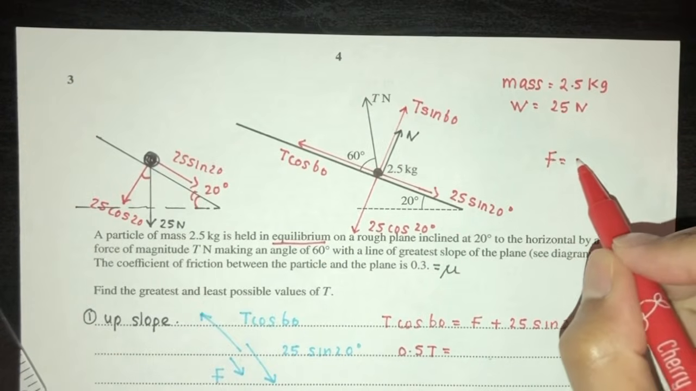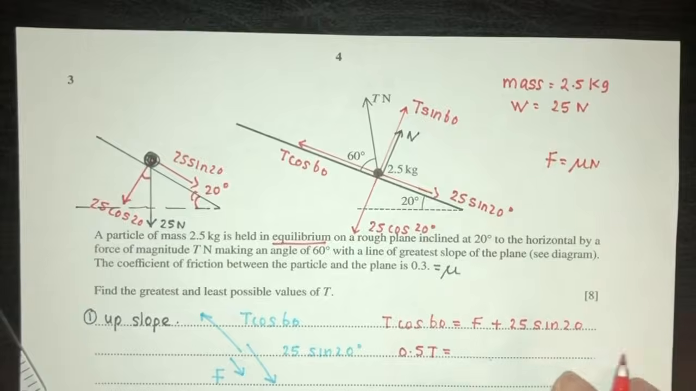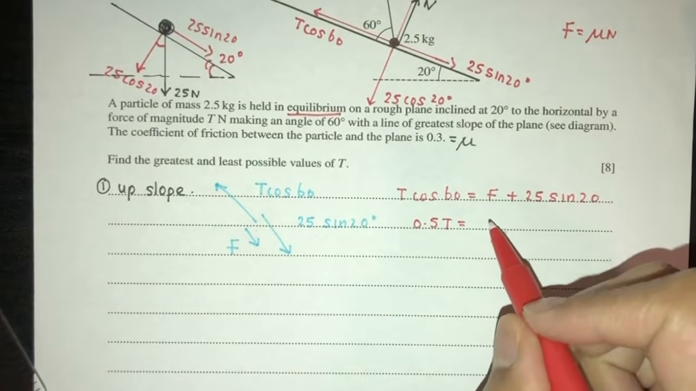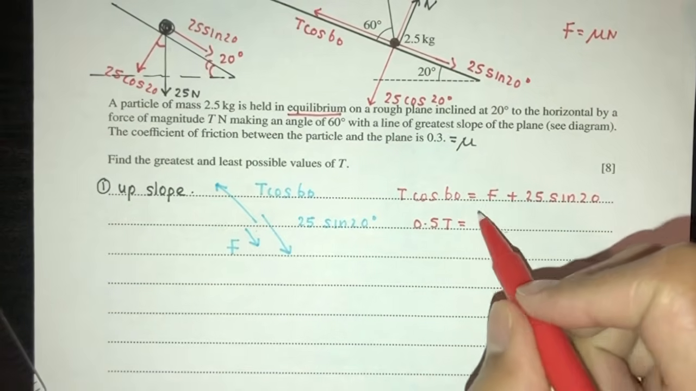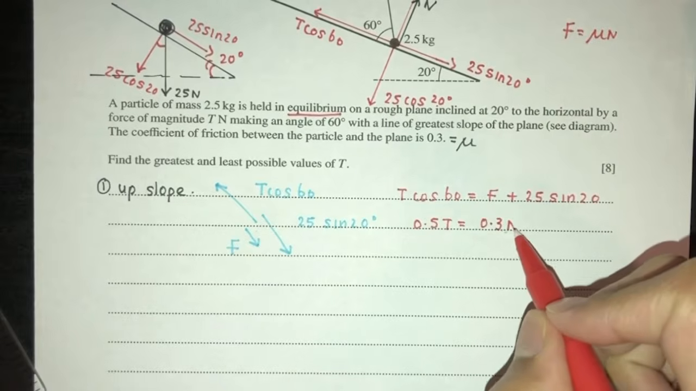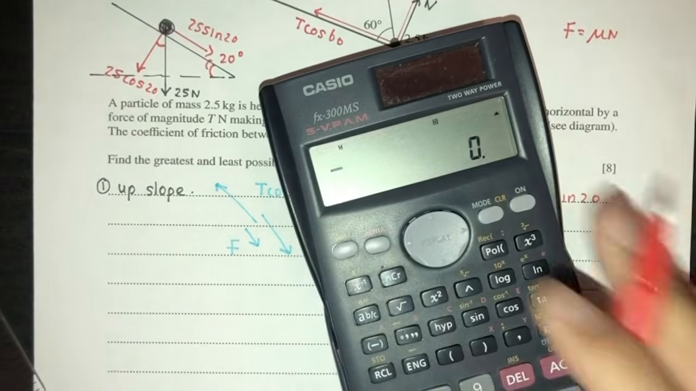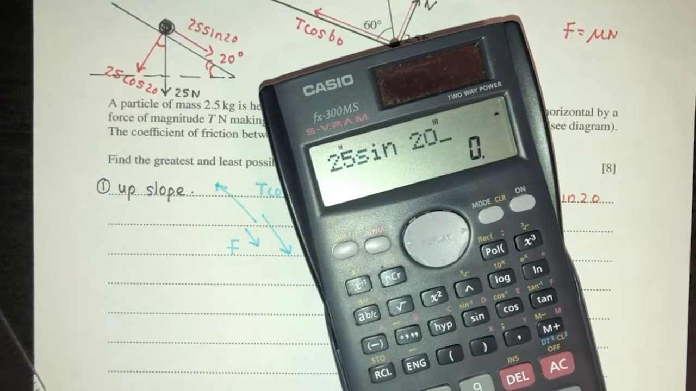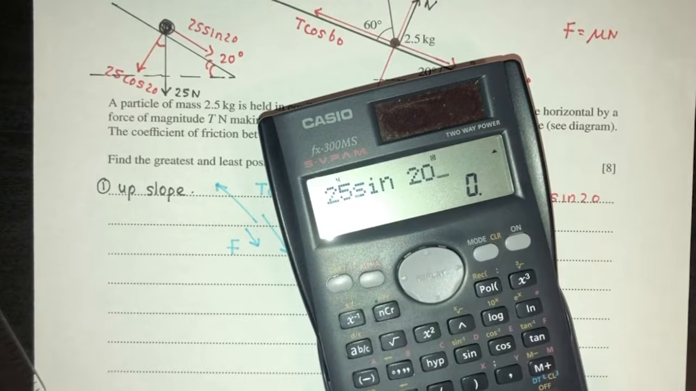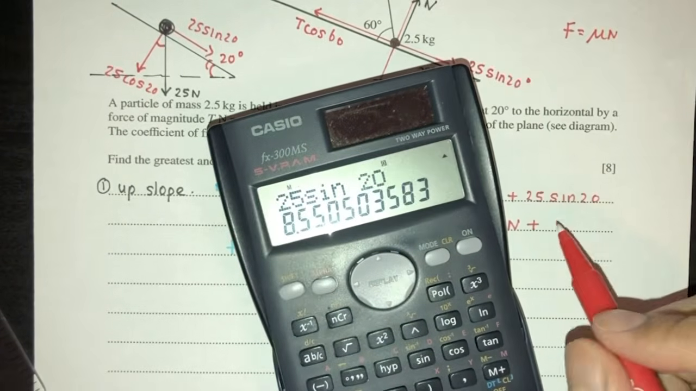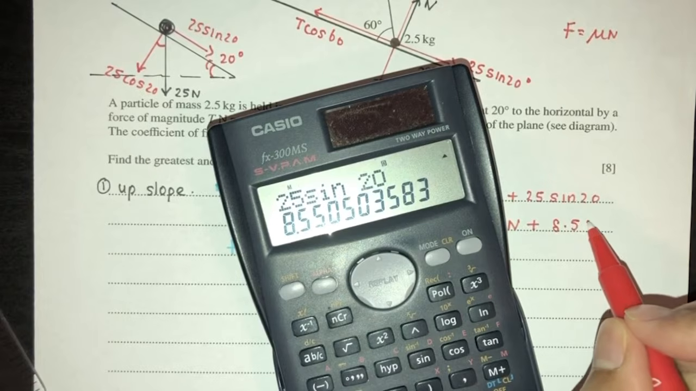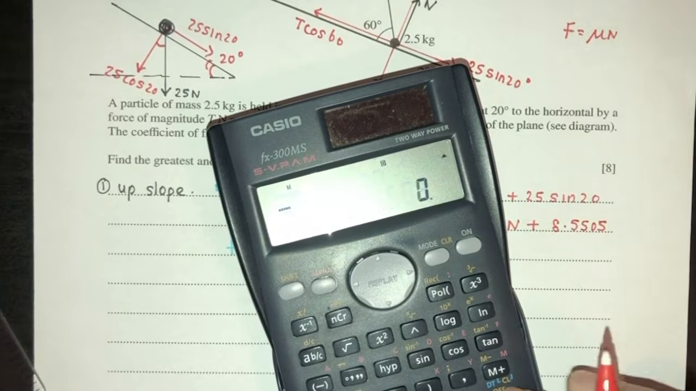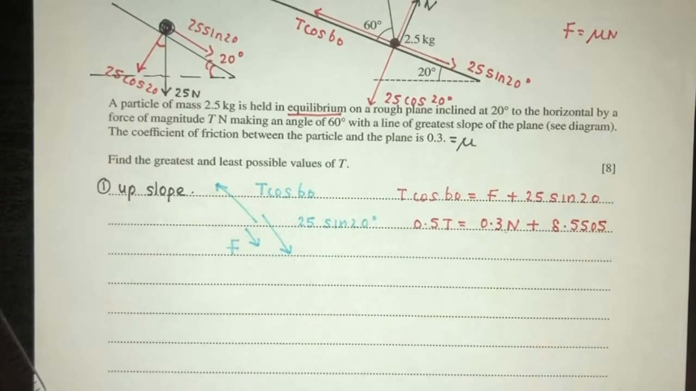Friction is equal to what? You have to know this. It is mu times N, or mu times R, up to you. So let's write down F is mu. Mu is this one, 0.3, N plus 25 sine 20. Make sure your angle is set to degrees so you can find the right value, okay? 25 sine 20 is 8.5505.